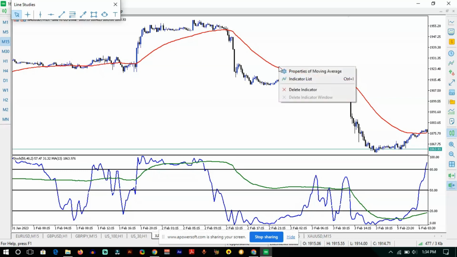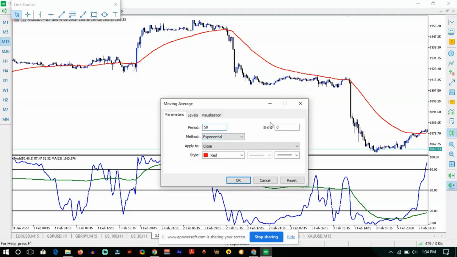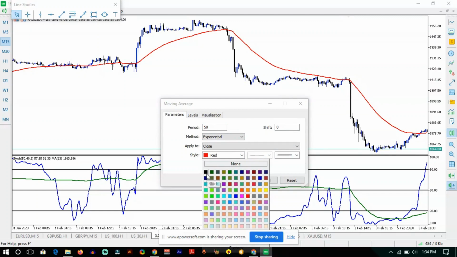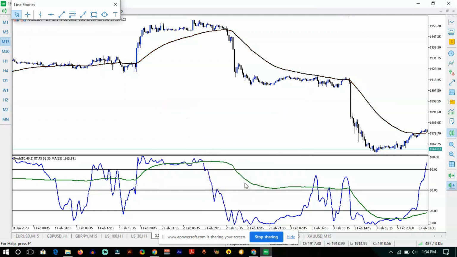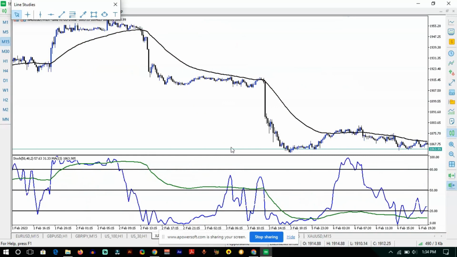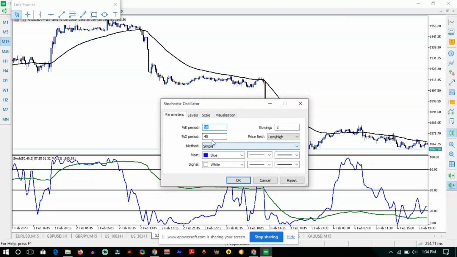On the main chart, we have a 50 period exponential moving average. It's period 50, shift 0, method exponential, apply to close. The color I chose is red, or you can choose any color of your choice. I can choose black, and that's it. Then in indicator window 1, I have this stochastic oscillator, and it's period 50. The percent K period is 50, the percent D period is 40, and then slowing is 2. The price field is low/high.